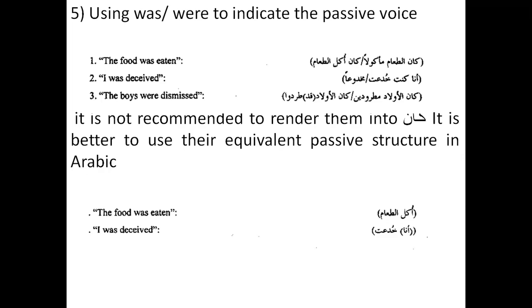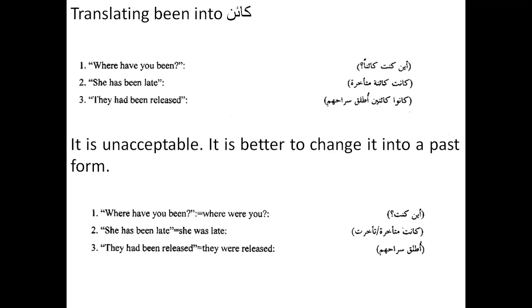It is more recommended to render the sentences using the passive or the passivization rules in Arabic. The food was eaten. We can say أكل الطعام, or I was deceived. خدعت or لقد خدعت. The boys were dismissed. طرد الطلاب. So using the passivization structure in Arabic to render the English passive structures is more recommended than rendering was or were into kana or yakun, and that's enough.